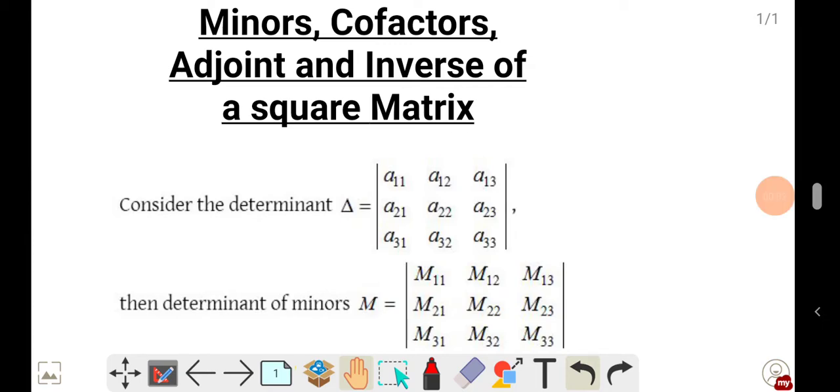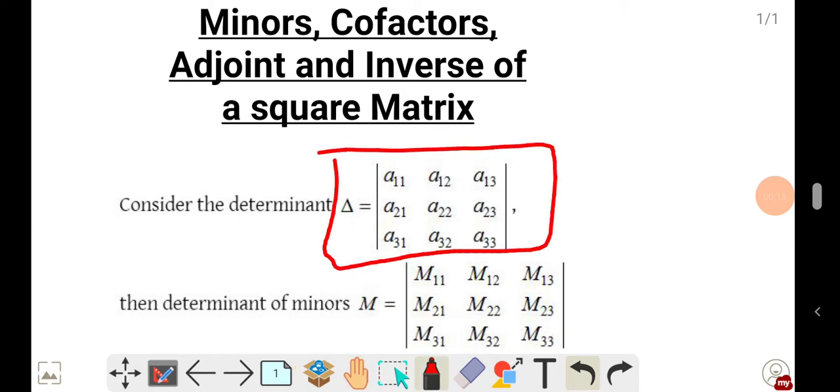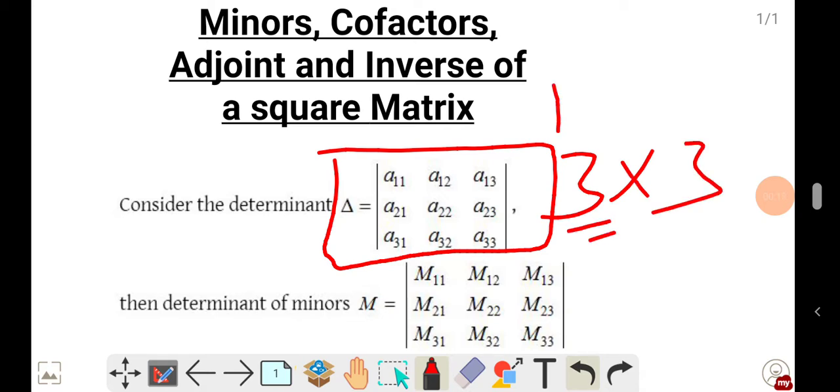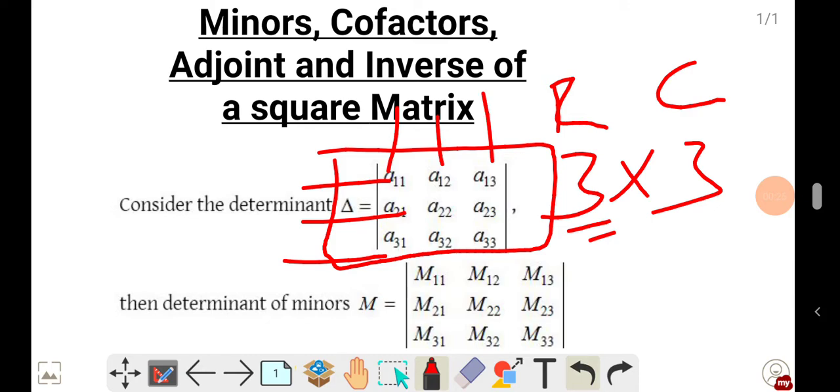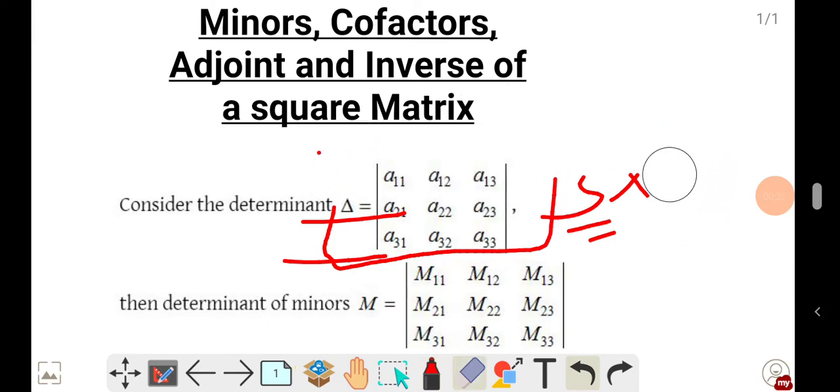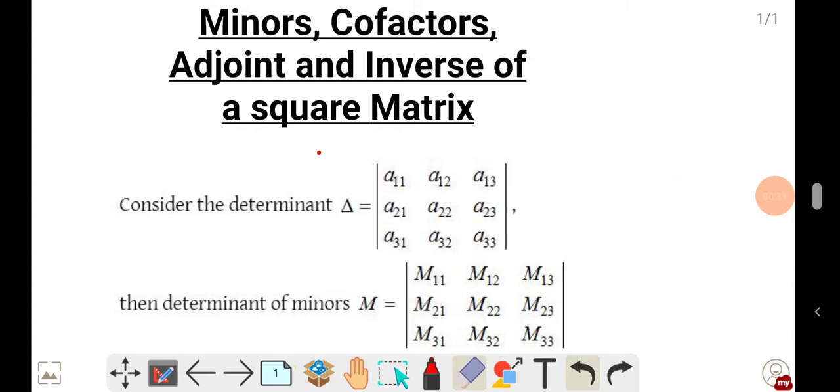Hello everyone, let us try to see minors, cofactors, adjoint and inverse of a square matrix. What you see here on the screen is a 3 by 3 square matrix. The first number 3 represents the rows and the second one represents the columns. Rows are the horizontal ones and the columns are the vertical ones. So let us see how to find minors, cofactors, adjoint and inverse of the square matrix.